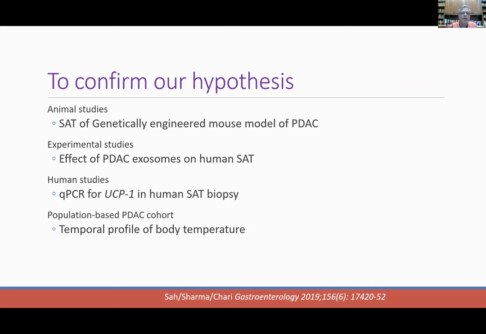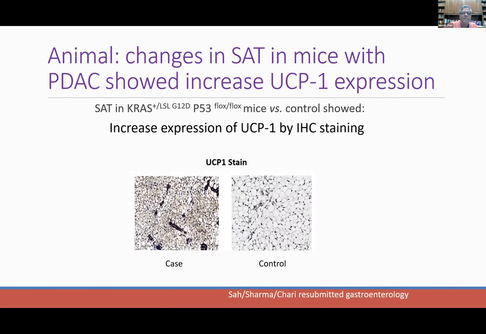To confirm our hypothesis, we did a number of different studies. We did animal studies where we looked at subcutaneous adipose tissue of genetically engineered mouse models of PDAC. We did experimental studies where we exposed PDAC exosomes to human subcutaneous adipose tissue. We also looked at uncoupling protein 1 gene expression in human subcutaneous biopsies. And of course, we looked at the temporal profile of body temperature in these patients. This is an animal study showing increased expression of UCP1 in the subcutaneous fat of animals that are bearing pancreatic cancer.